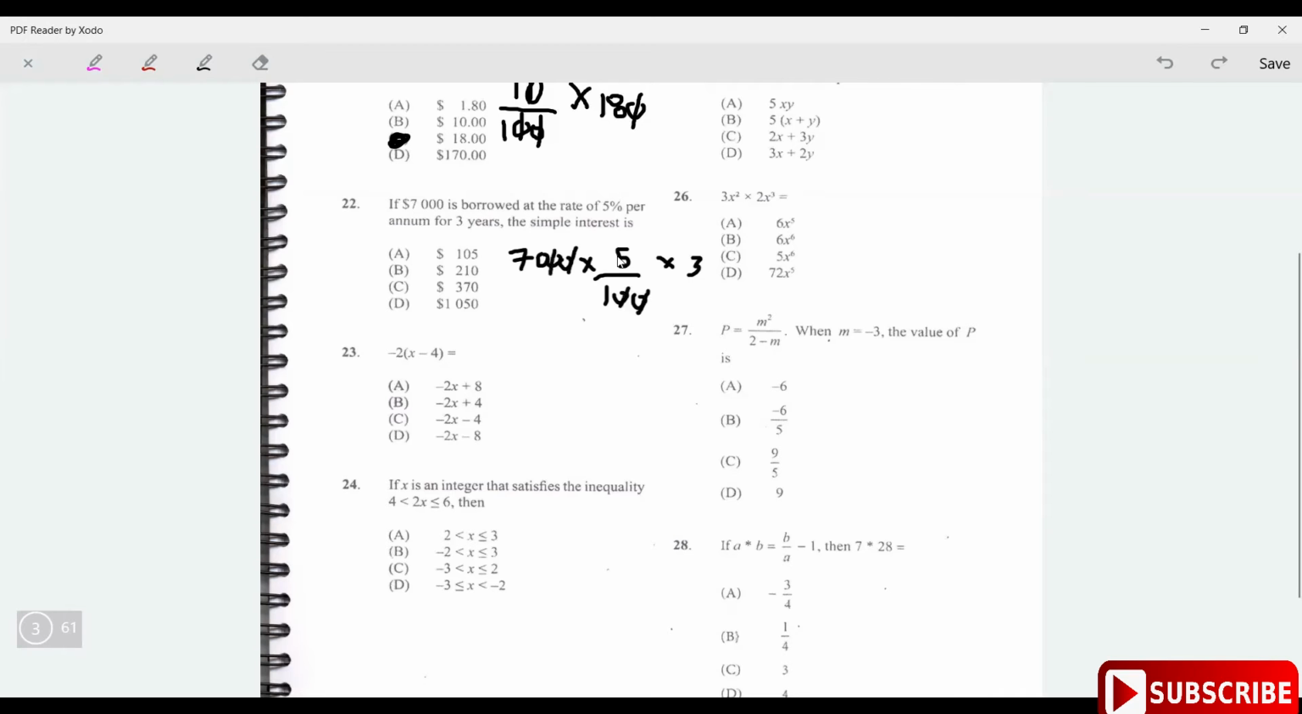70 times 5 is 350, and then 350 times 3 is 1,050. That is option D. Easy question.